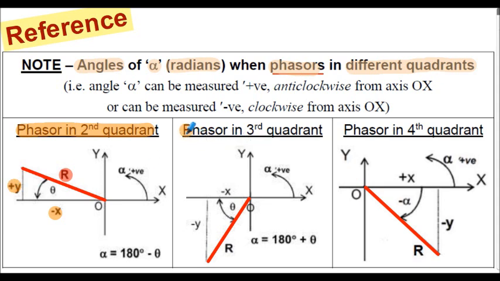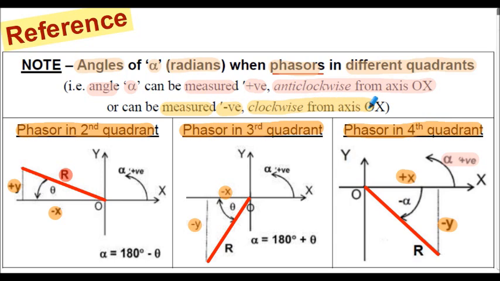When the phasor is now in the third quadrant, shown here, both the x component and the y component of the phasor are negative. And when the phasor is shown in the fourth quadrant, shown here, the x component is positive, but the y component is negative. Note also that angle alpha can be measured positive in an anti-clockwise direction from axis OX, shown here on this diagram, or it can be measured negative in a clockwise direction from axis OX, shown here.